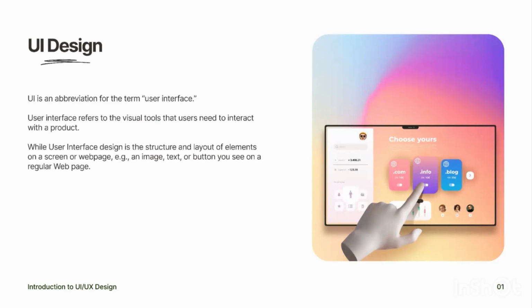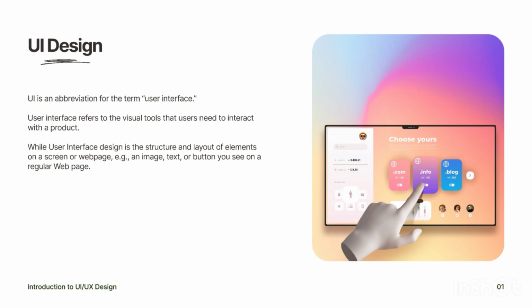So we start first by answering the question, what is UI design? So UI refers to user interface. So anytime you hear the word UI, it means user interface. And what is the user interface? A user interface refers to the visual tools that a user needs to interact with the product, while user interface design is the structure and layout of elements on a screen or web page.